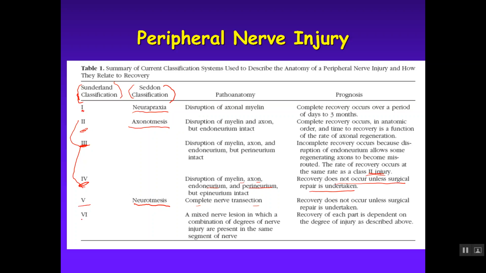And then classification 6, a mixed nerve lesion, in which a combination of degrees of nerve injury are present in the same nerve segment, so you could have neuropraxia, axonotmesis, and neurotmesis, and that's pretty common. If you've got a trauma and you damage a nerve, you may have parts of the nerve that are more involved than others, or you have multiple nerves in that region with various damage going on. So, okay.